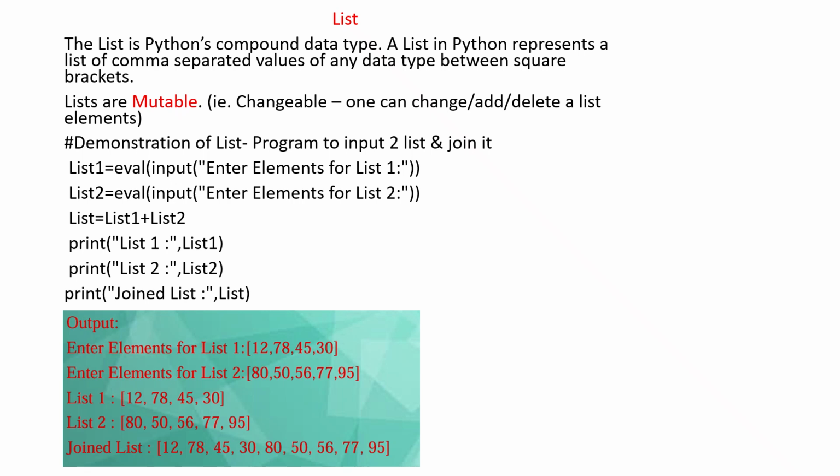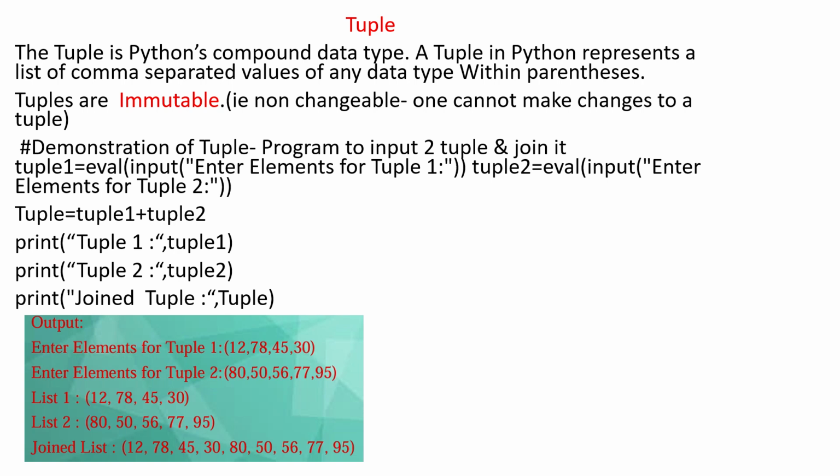Program to input two lists and join them. List 1 consists of the values: enter elements of list 1. List 2, eval input: enter elements of list 2. Now we want to join these two lists, list 1 and list 2, so you can use the plus operator. List is equal to list 1 plus list 2. You can separately print list 1 and list 2. Within the square brackets, if you give the elements, it will be assigned as a list.